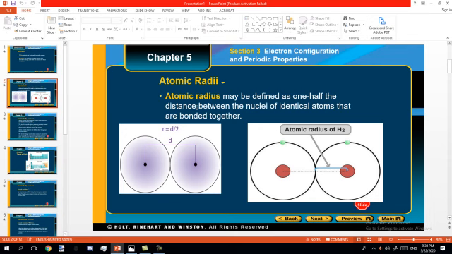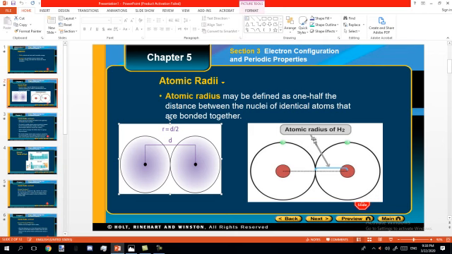So what to do? We will get two identical atoms. Two identical atoms means two atoms of the same element, and measure the distance between the two centers, which are the two nuclei of the two atoms. Then divide this distance by 2, and you will get the radius of each atom.